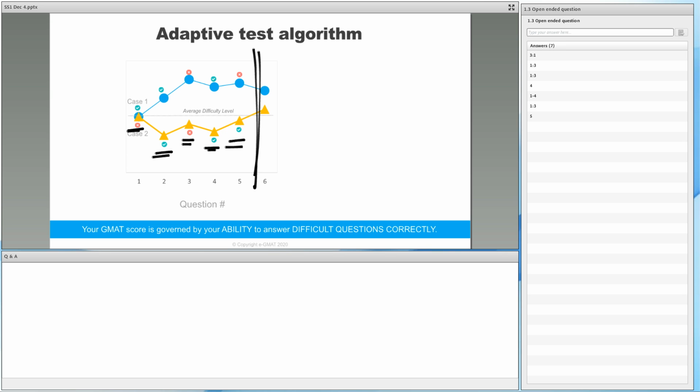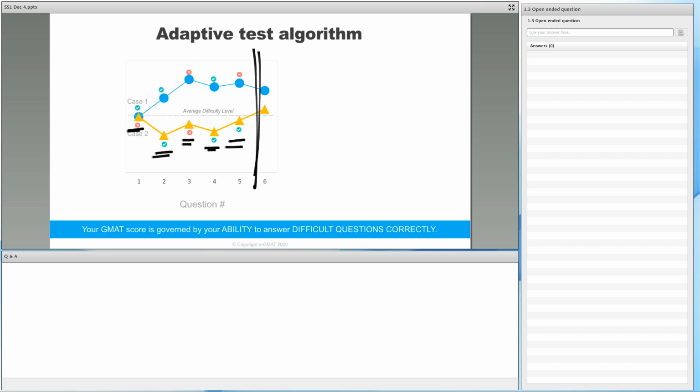Let's get a few more data points. 2 to 7, 1:3, 1:3. And yes, it is around that 1:3 mark. Absolutely. Absolutely, that is true. So a difficult question carries 3x as many points as an easy question.